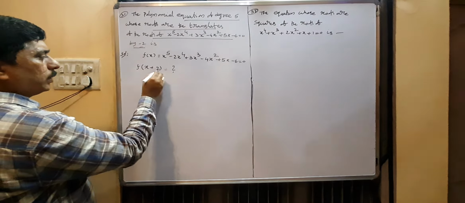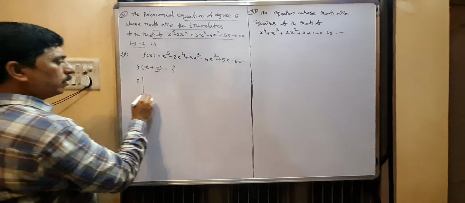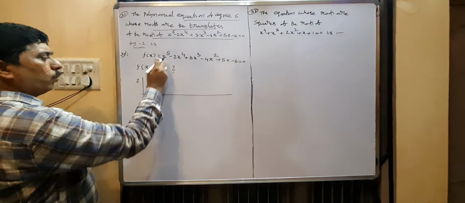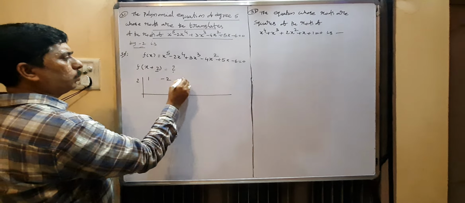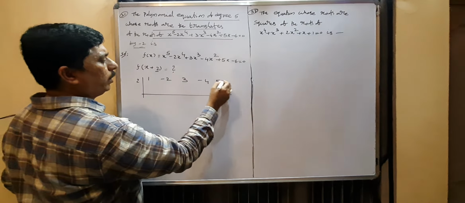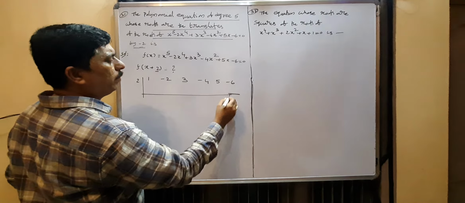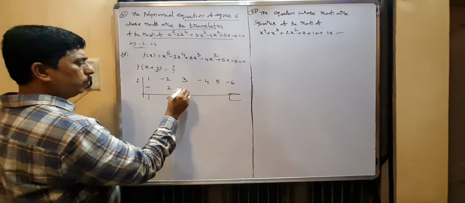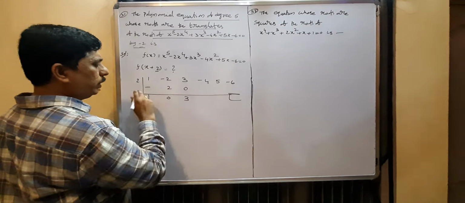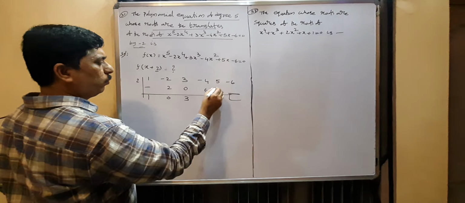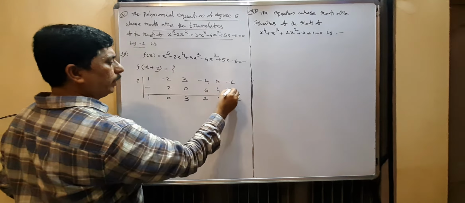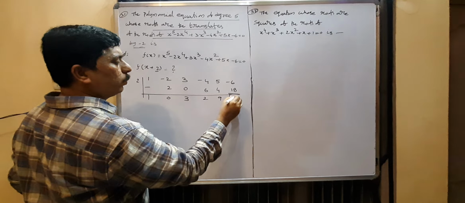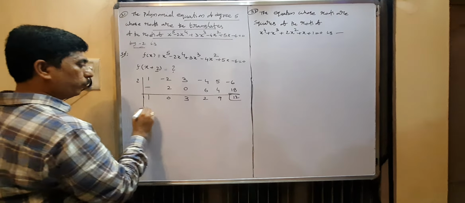In place of x you have 2. Using the Horner's method, do the simple division. 1, minus 2, 3, minus 4, 5, minus 6. Every time you keep the remainder. 1, 2, 0, 0, 3, 2, 3 is 6, 2 times 6 is 12, 9, 2 times 9 is 18, 18 minus 6 is 12. Again 2.